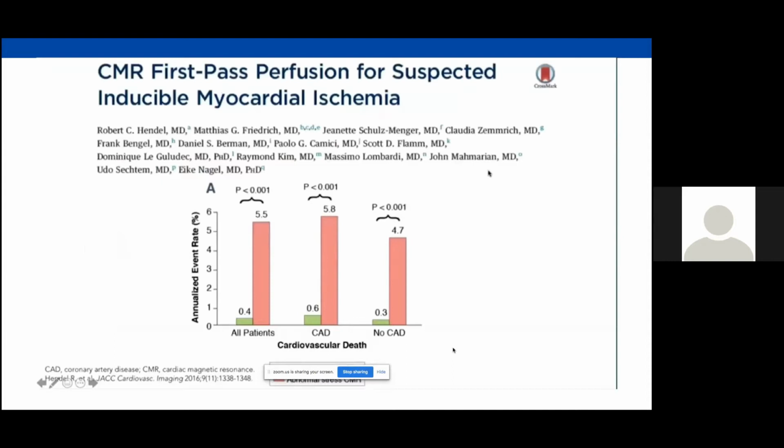This is another meta-analysis by Hendel, and from this analysis, he showed that patients with normal perfusion CMR have a very, very low risk of major adverse cardiac events. And conversely, when the cardiac MR perfusion findings are abnormal, patients will have a higher risk of cardiac mortality, whether or not a patient is known to have ischemic heart disease or known coronary artery disease.